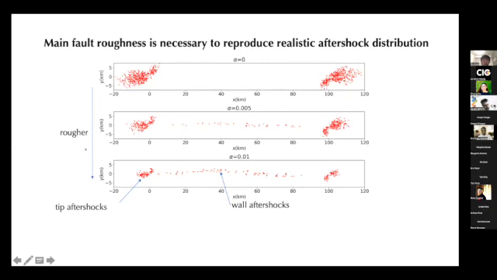But as the roughness of the main fault increases, the number of tip aftershocks decreases, and the number of wall, or fault side, aftershocks increases. This aftershock distribution is more natural, similar to what we observe in nature. So this suggests that fault roughness plays a very important role in controlling the aftershock distribution.